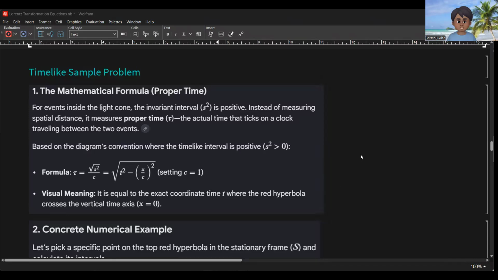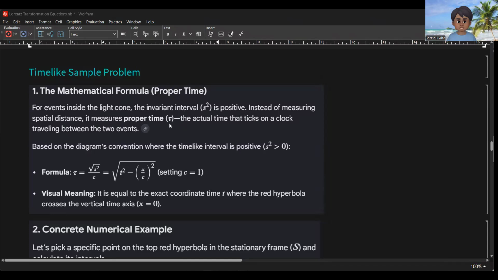Time-like, a sample problem. The mathematical formula is the proper time. For events inside a cone, the invariant interval squared is positive. So instead of measuring spatial distance, we measure proper time.